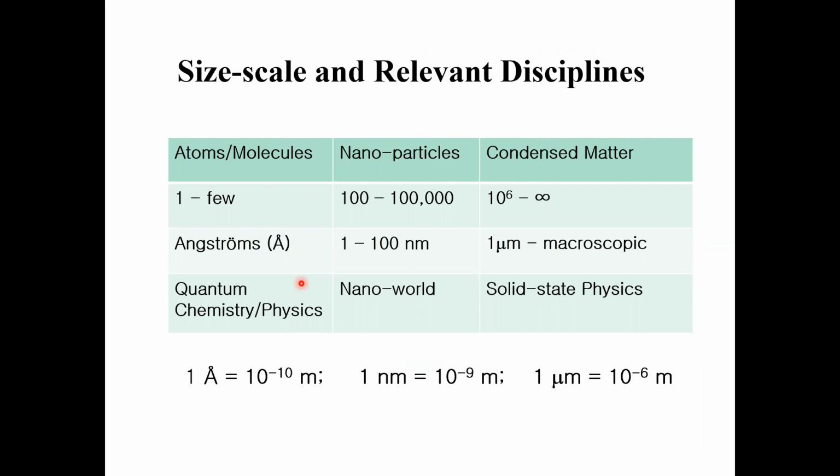Size and scale wise, you know that nano is one billionth of a meter. If we are dealing with a few atoms and molecules, we're dealing with things at the angstrom level, where we are dealing with quantum chemistry and physics. When we deal with hundreds to thousands of particles, we are dealing with things in the length scale of 1 to 100 nanometers. This is really the nano world. And when we go beyond, to larger numbers of particles, we go to the macro scale, microns and higher, and that's where solid-state physics is active.